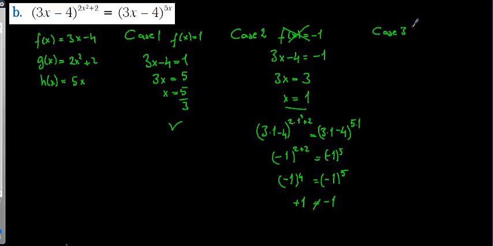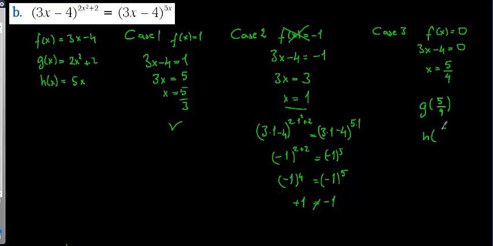In case 3 we are going to check if f(x) is equal to 0. If f(x) is equal to 0, it means that 3x minus 4 is equal to 0 and x is equal to 4 over 3. Now I'm going to check for this value, the powers g(x) and h(x), are they greater than 0 or not?